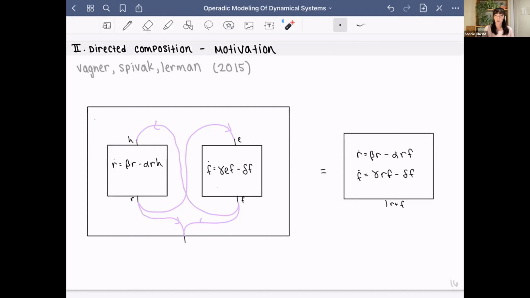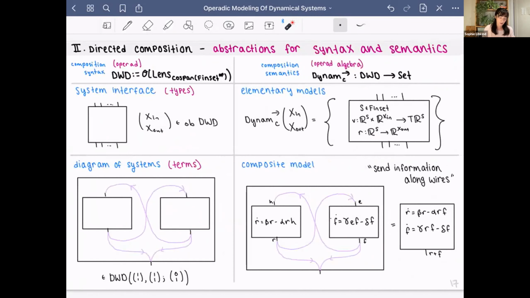And the generalization from the algebra described in this paper is that we're going to allow the merging and the creation of wires. So to give a flavor of the operad and the operad algebras corresponding to the syntax and the semantics for directed composition, I know there's a lot on the screen, but we'll step through it. So for the composition syntax, we need to give an operad, which we're going to call DWD for directed wiring diagrams. The types of that operad are pairs of finite sets, which correspond to a finite set of incoming ports and a finite set of outgoing ports. And the terms of this operad are these directed wiring diagrams, where we wire between ports.